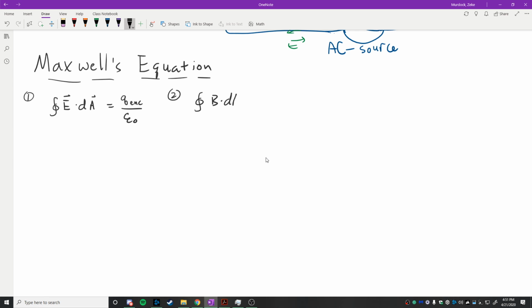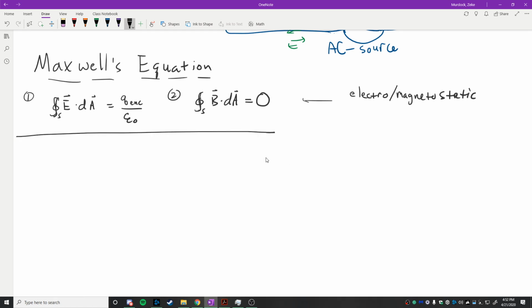integral B dot dA, and really I should say it's a surface integral, with 2 little lines here, this is equal to 0, because there's no such thing as magnetic charge. This is Gauss's law for magnetism. These 2 equations describe what are called electro- and magnetostatics. Basically static phenomena, situations in which objects are at rest. The other 2 equations describe what happens when objects move.